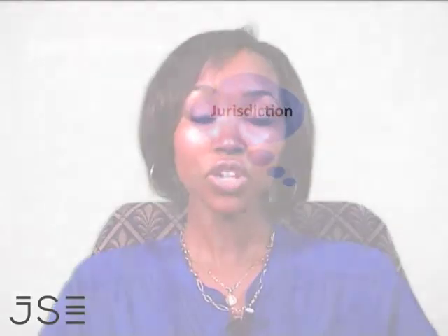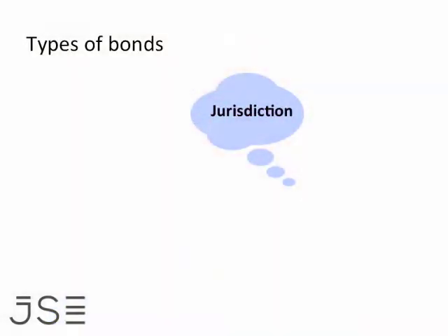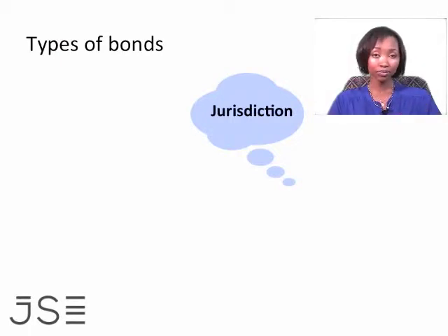We're now on topic 6 and we're going to be looking at different types of bonds. In the previous topics, the examples have been based on bonds that are issued locally, as in South Africa, by a South African company to the South African market. But that's not always the case.